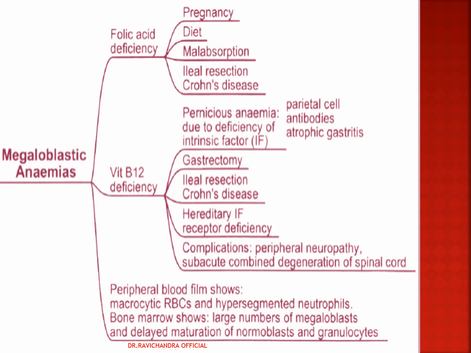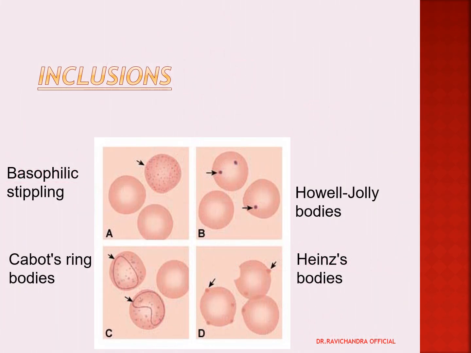Bone marrow will show a large number of megaloblasts and delayed maturation of normoblasts and granulocytes. Nuclear maturation is lagging behind cytoplasmic maturation. Iron stores will be normal or increased. So these are all inclusion bodies: basophilic stippling, Cabot rings, Howell-Jolly bodies, and Heinz bodies, which come as a differential for a reticulocyte. In megaloblastic anemias, you will be seeing basophilic stippling, Cabot rings, and Howell-Jolly bodies.